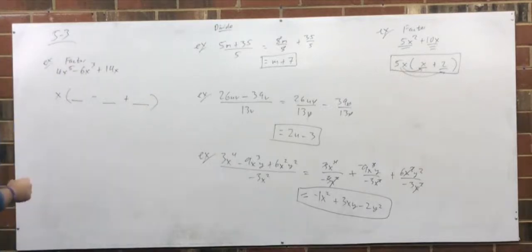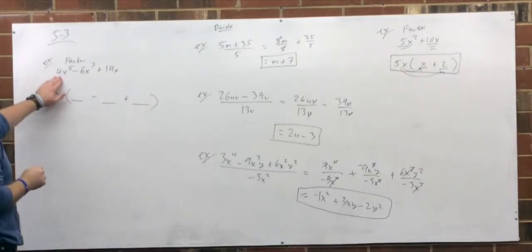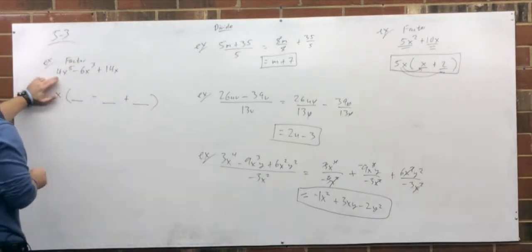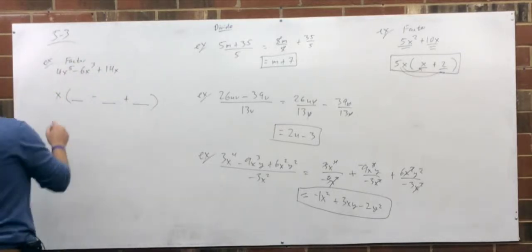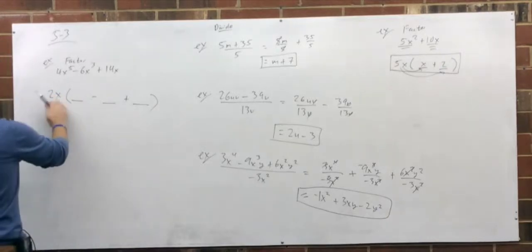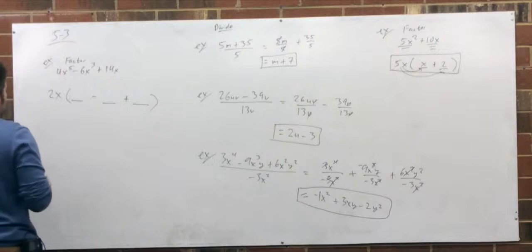Alright? Then we'll look at our numbers. Well, 4, 6, and 14 are all even, so we know we can pull a 2 out, and that's the largest number we can pull out. So we can pull out a 2x. Now we need to figure out what do we multiply by to get back to the original.